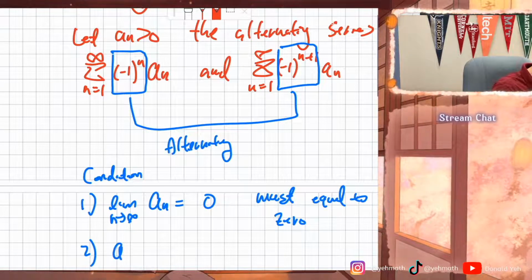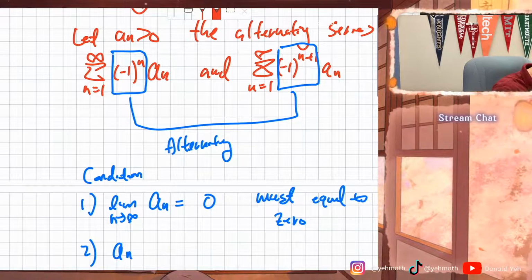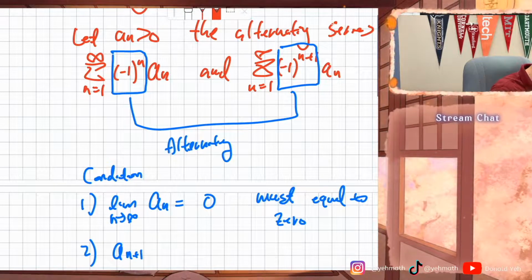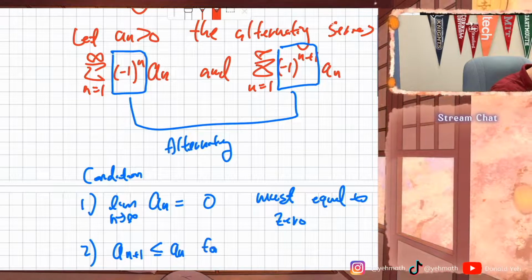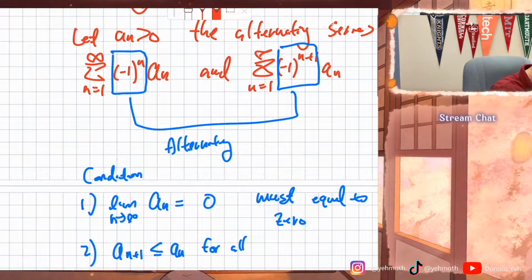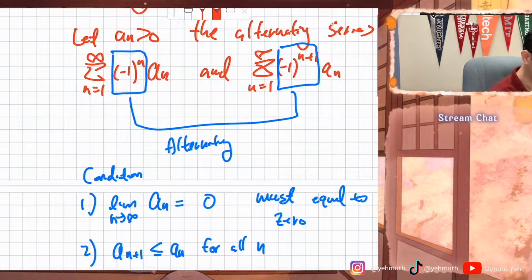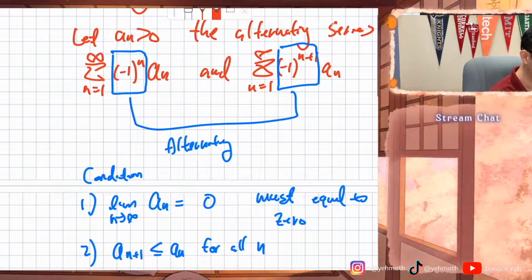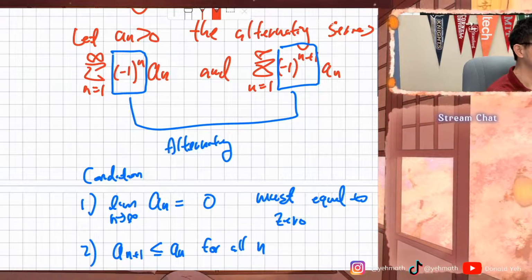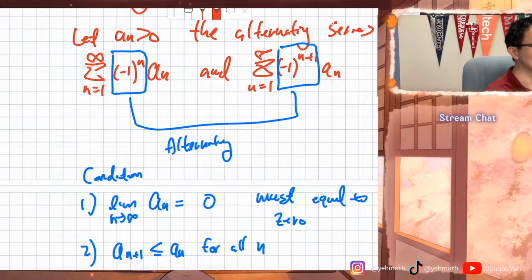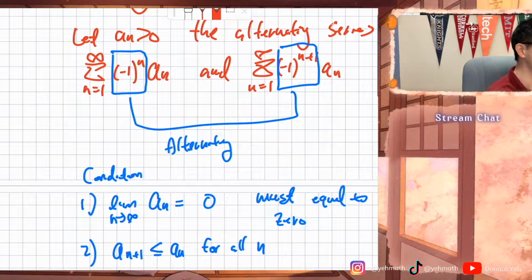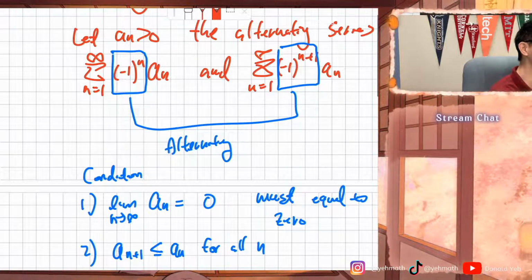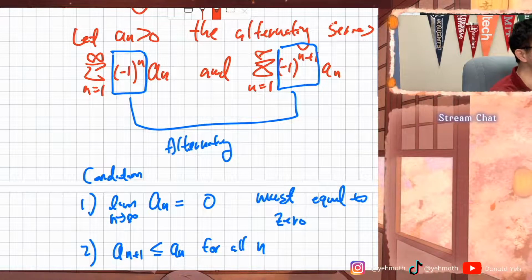The second thing is it must be decreasing, and there are two ways to prove decreasing. One is proving this. The first condition is just like the divergence test, right? Yeah, the limit as n approaches infinity must equal 0. But the divergence test is a test for divergence. In this case, the limit as n approaches infinity of a_n must equal 0.